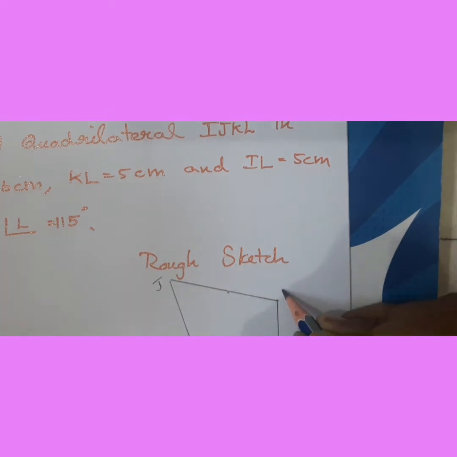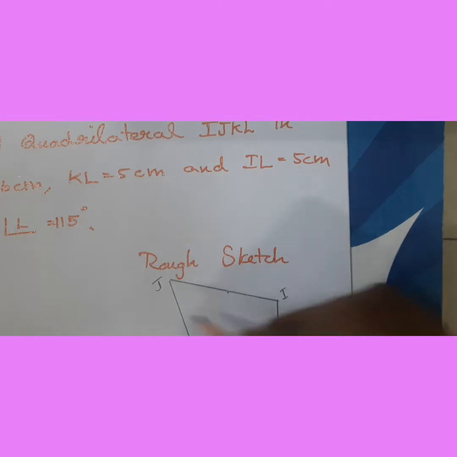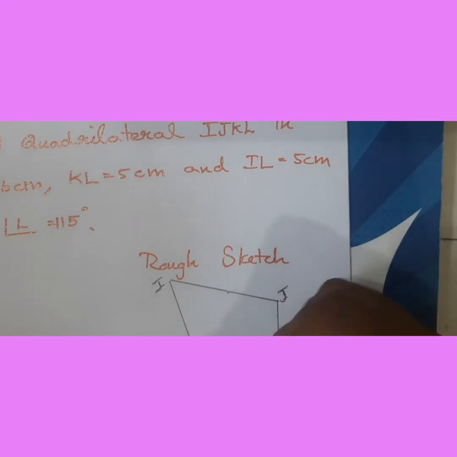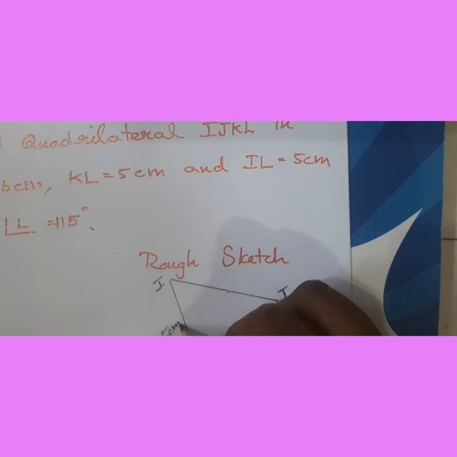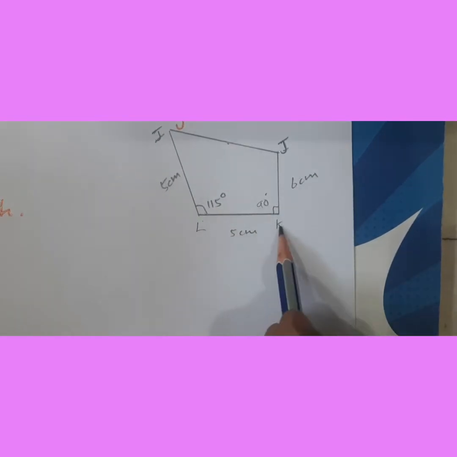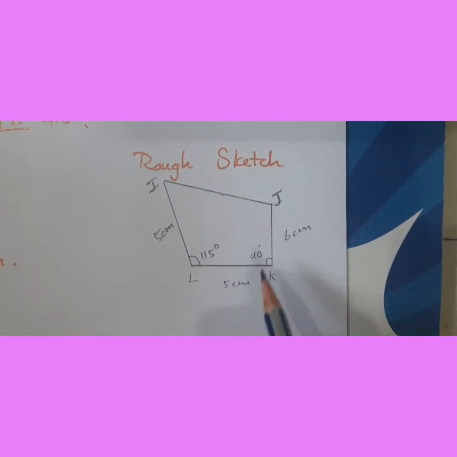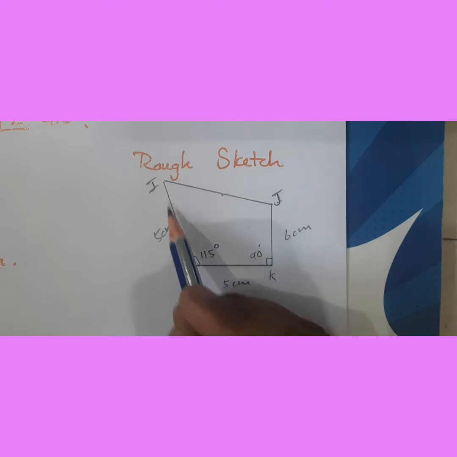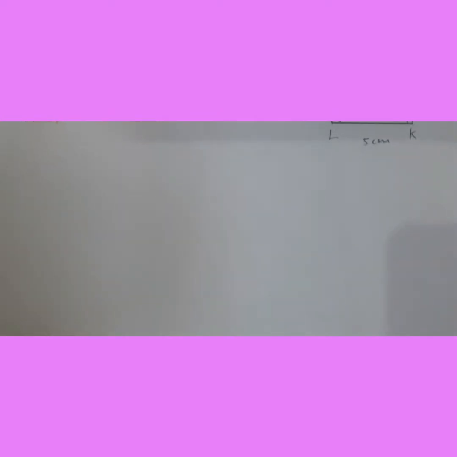I, J, K, L. JK is 6 centimeter. Okay, IL is 5 centimeter. Okay, LK is 5 centimeter. That means KL. K is 90 degree. L is 115 degree. KJ is 6 centimeter. IL is 5 centimeter. This is your rough sketch. Now move on to the fair copy.